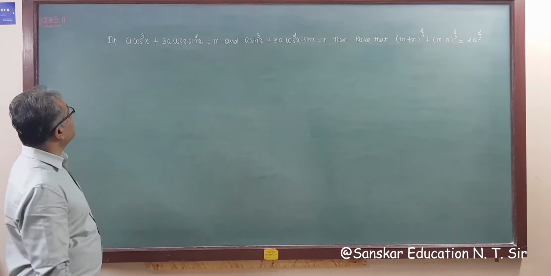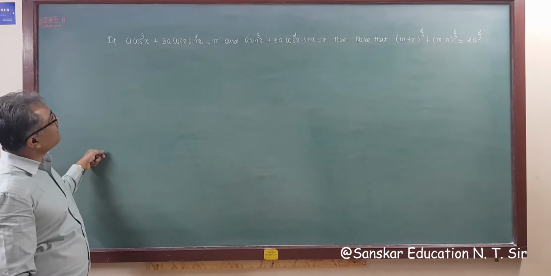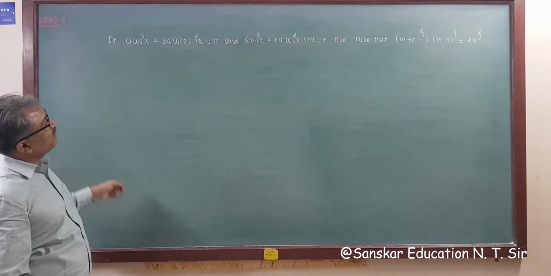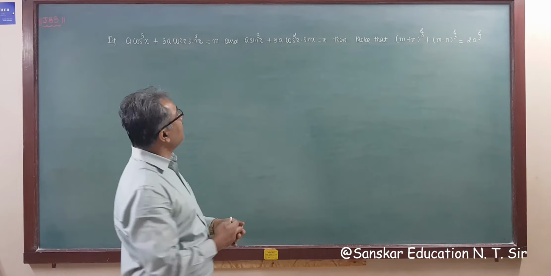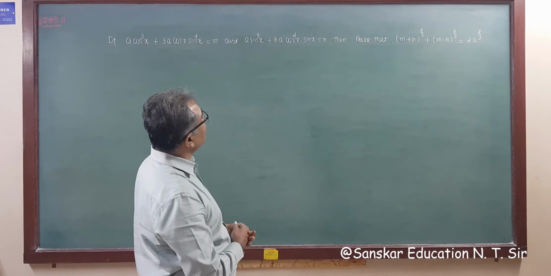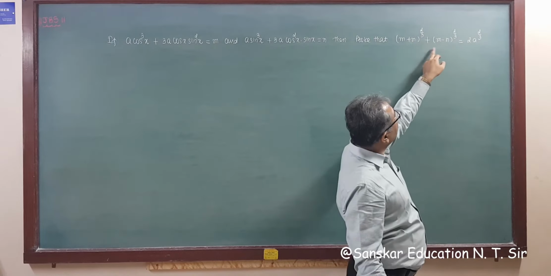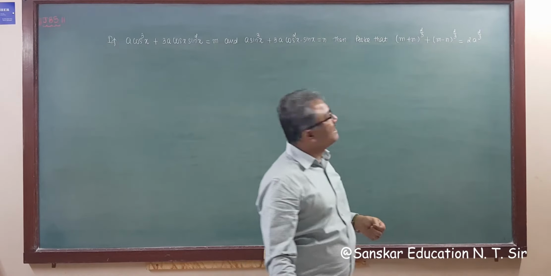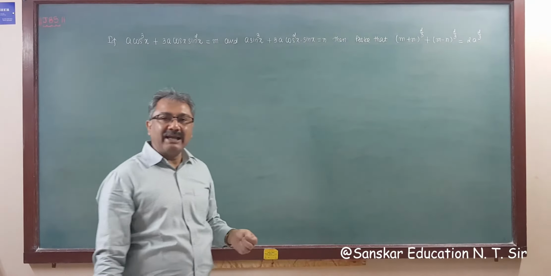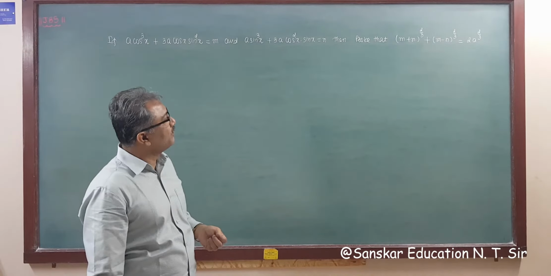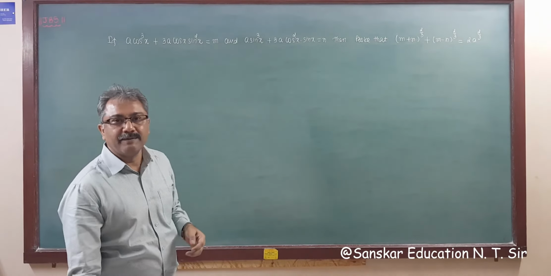So another question is: if a cos cube x plus 3a cos x sin square x is equal to m, and a sin cube x plus 3a cos square x sin x is equal to n, then we have to prove that (m plus n) raised to 2 by 3 plus (m minus n) raised to 2 by 3 is equal to twice a raised to 2 by 3. Sorry, 2 by 3.